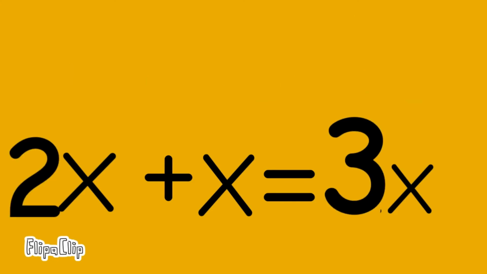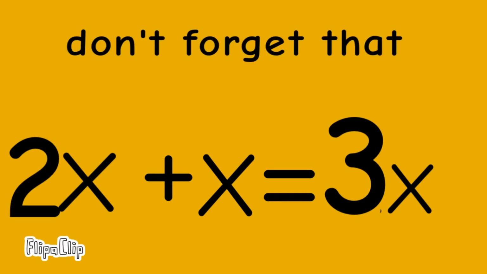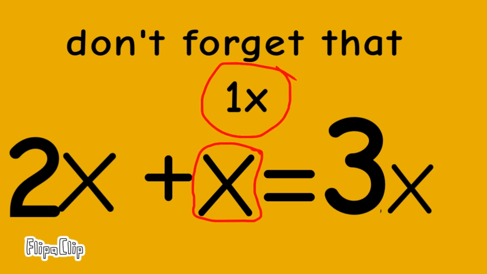Also, 2 of this number that we don't know, in this case we can say 2x plus this number, which is x, will give us 3 of that number. That is 3 times that number, which we can easily write 3x. We also need to bear in mind that 1x is the same as x.